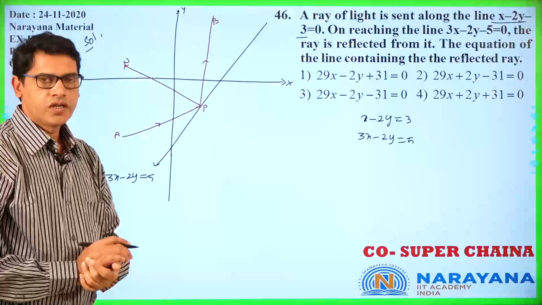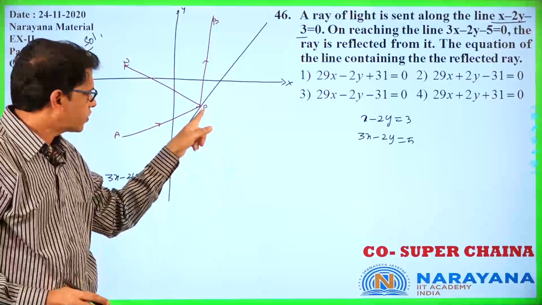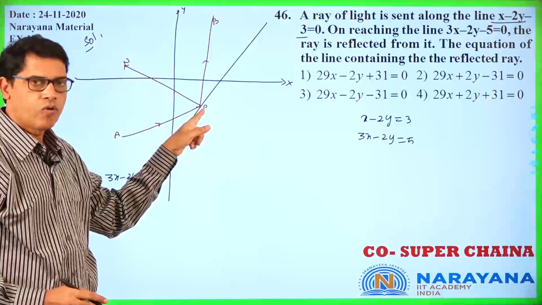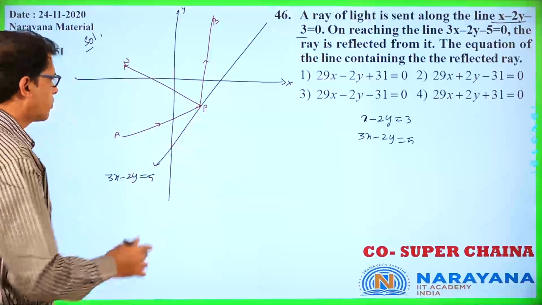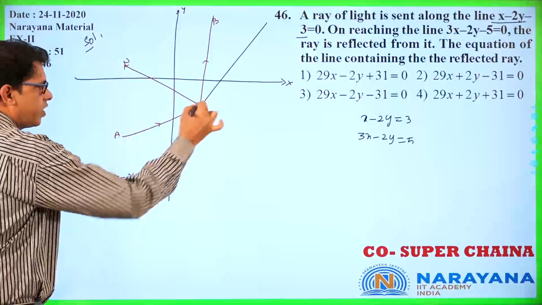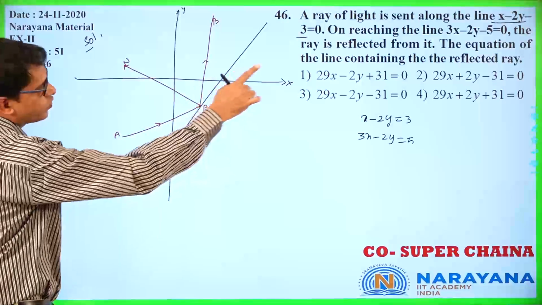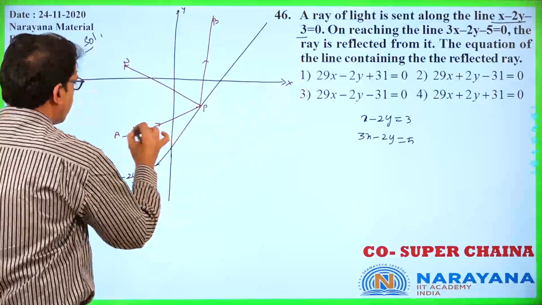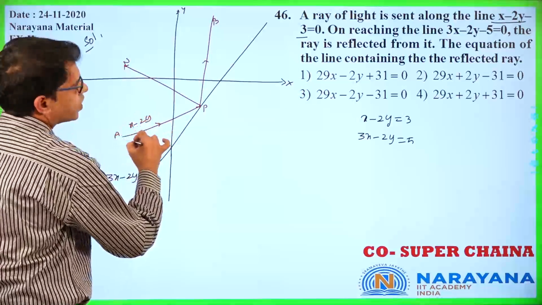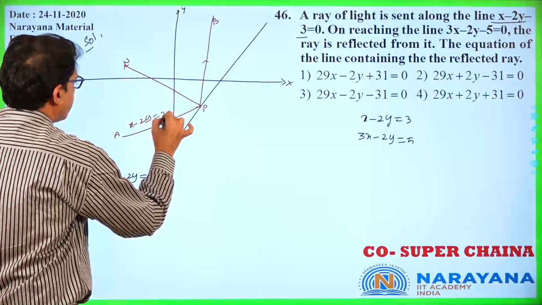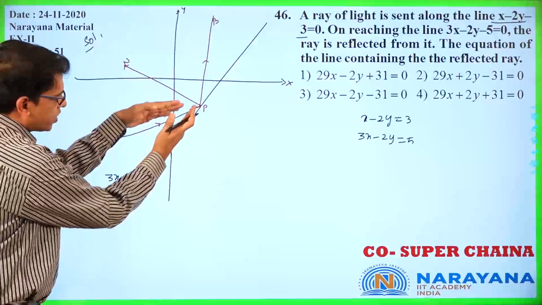See here, to find the equation of PB, what is required? A point is required. Means let us find the coordinates of P. How to find the coordinates of P? Because P is the point of intersection of this line and this line. This line equation is x minus 2y equal to 3. So these two are intersecting at P.